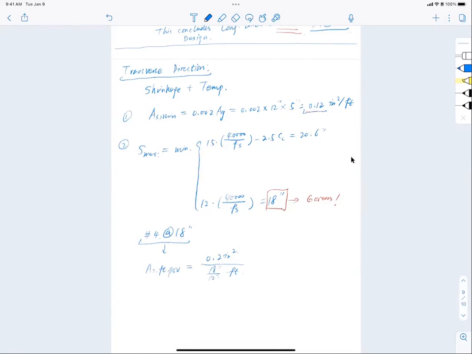Is that right? 18 divided by 12 foot. Okay, I need a little bit of help here. So let's just pull out your calculators and start getting the number from this one. So 0.2 divided by 18. So let me just do 3, 2.